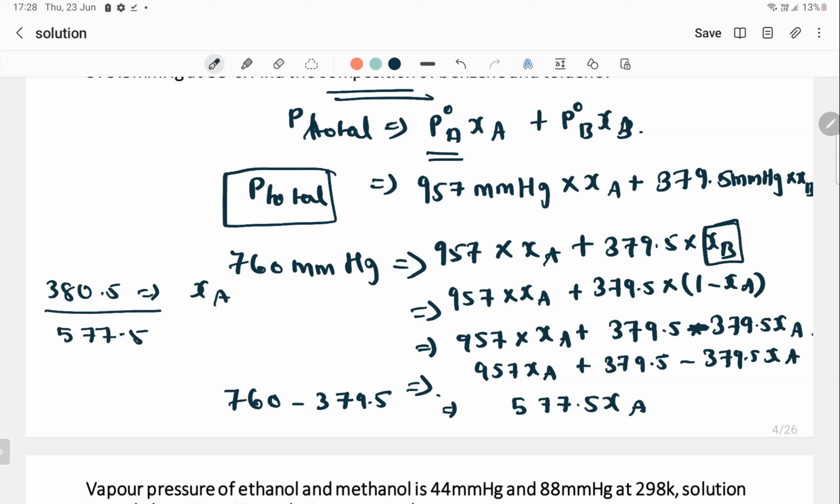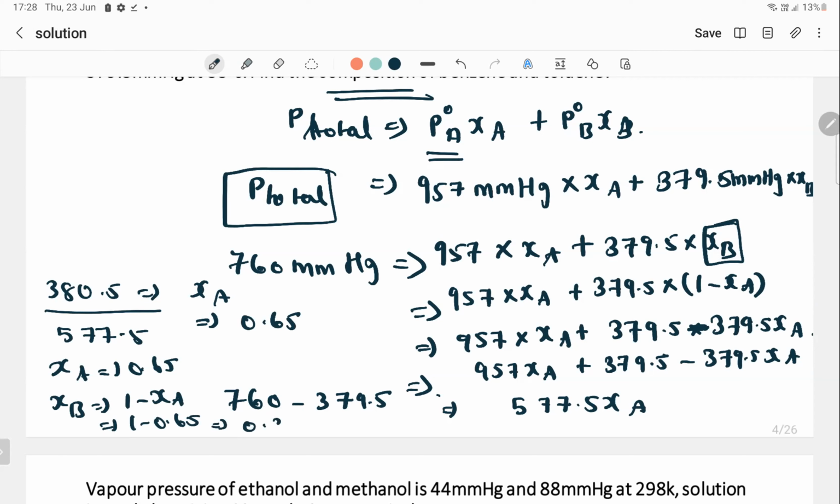So what's your answer? 380.5 divided by 577.5. So that is nothing but 0.65. So if your XA is 0.65, XB is equal to 1 minus XA. Correct? So 1 minus 0.65, 0.35. That's it. So XB is 0.35 and XA is 0.65.